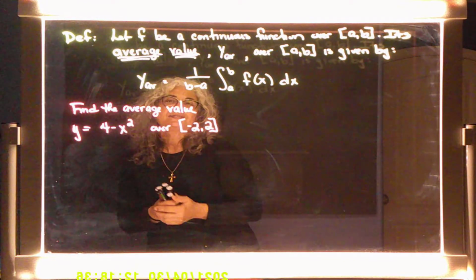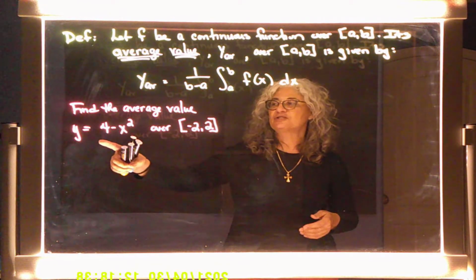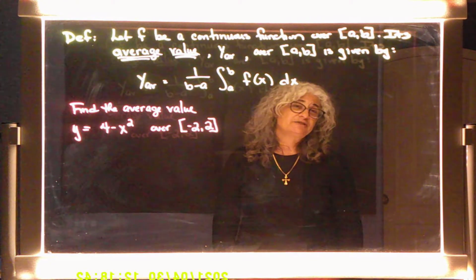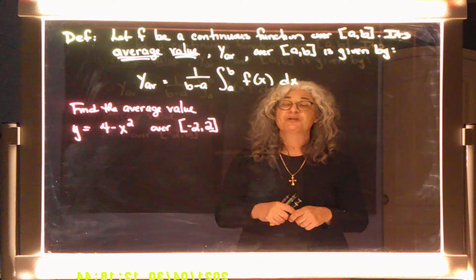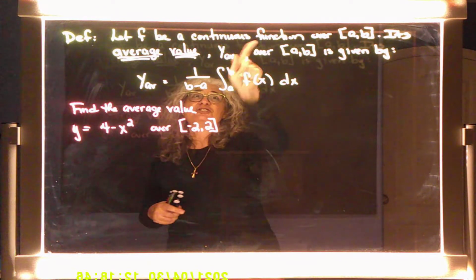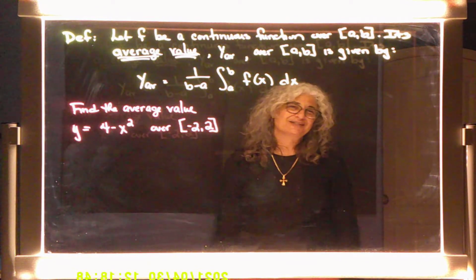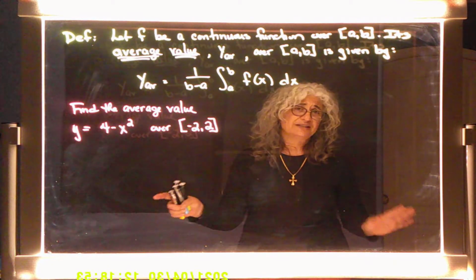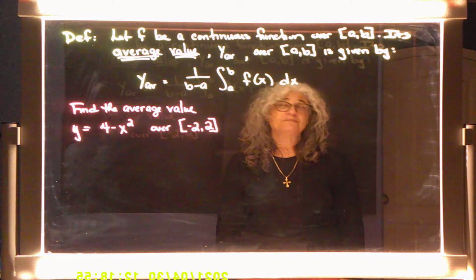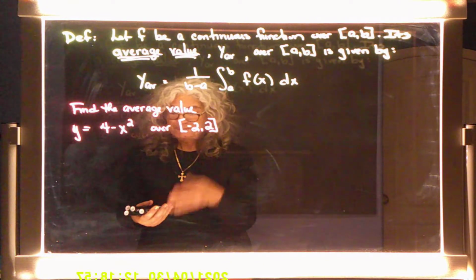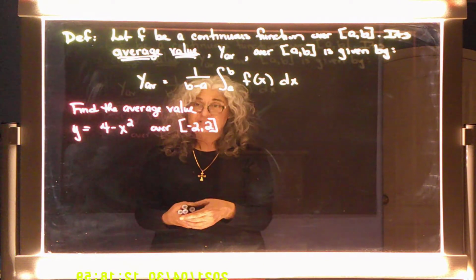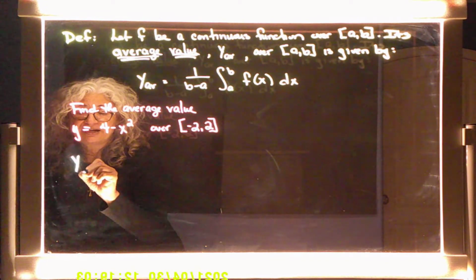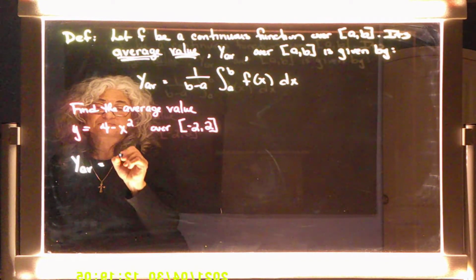All right, so they're giving us this example. They're asking us to find the average value of the function 4 minus x squared over the interval from -2 to +2. It's closed. First off, I need to make sure my function is continuous. Is 4 minus x squared continuous? Yeah, that's an upside down parabola. Definitely continuous, no breaks there. Cool?